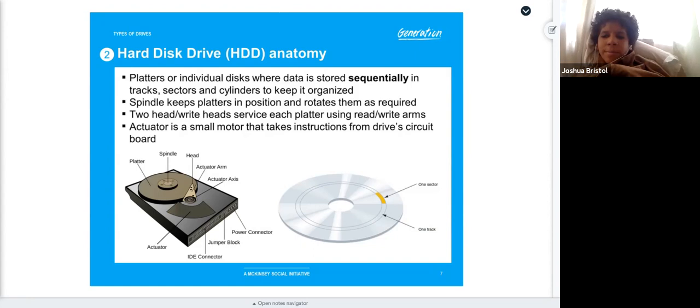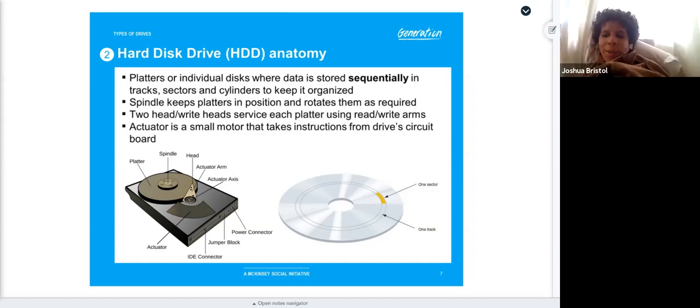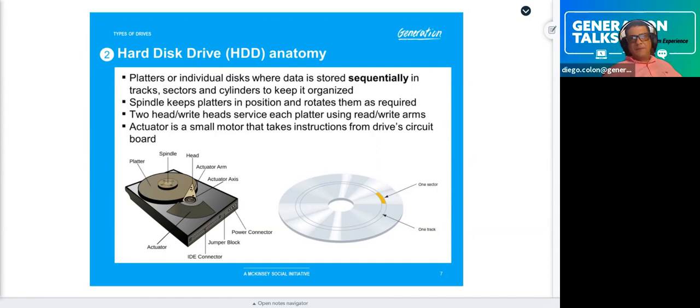I have a question. So this IDE connector port, like you said, receives the commands from the computer, the motherboard, right? That is correct. But now I have a question about this picture on the right. So this track that you're showing here, all the other tracks would be like concentric circles going in and out from this one that's highlighted, right? Agreed.